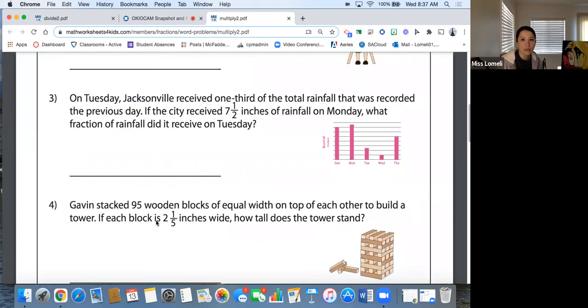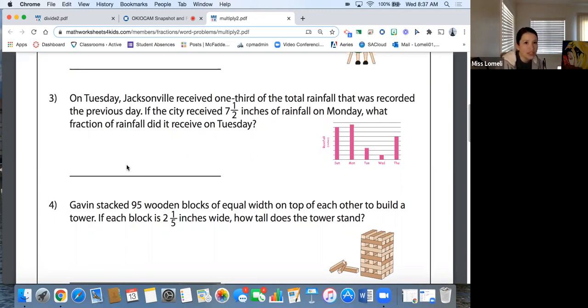Well, don't look at the answers. Okay, let's do number 3. So everybody look at number 3 on my screen. It is a word problem. On Tuesday, Jacksonville received 1/3 of the total rainfall that was recorded the previous day. If the city received 7.5 inches of rainfall on Monday, what fraction of rainfall did it receive on Tuesday?